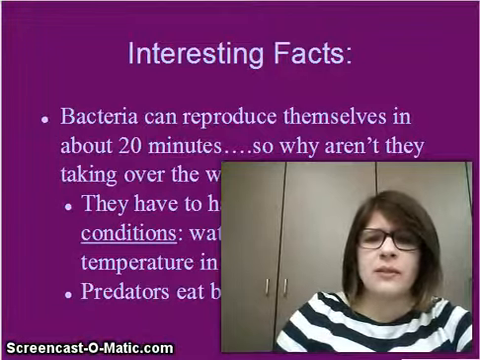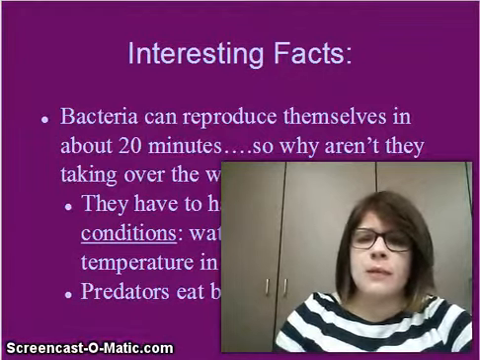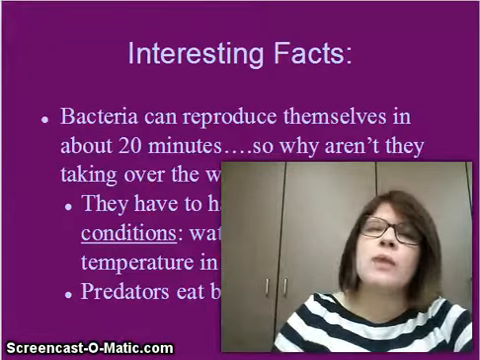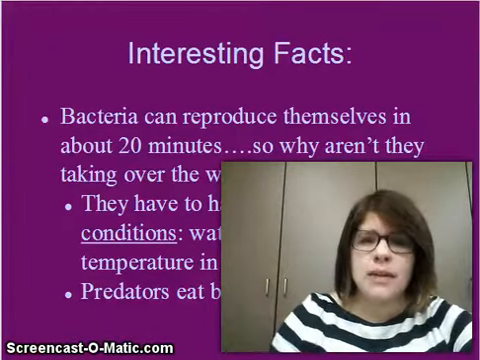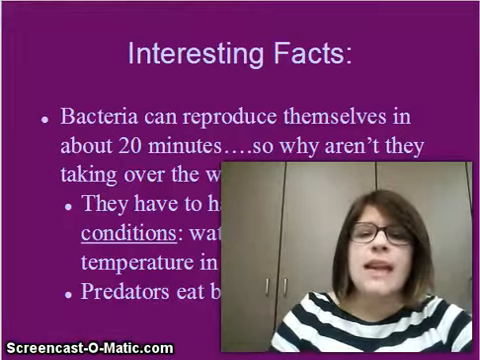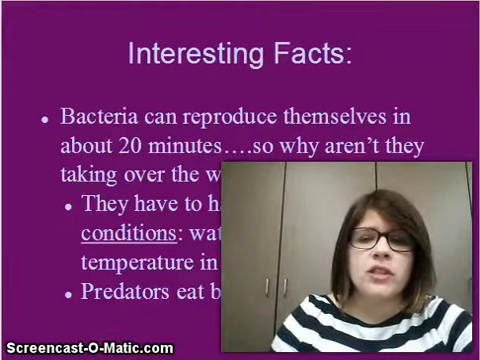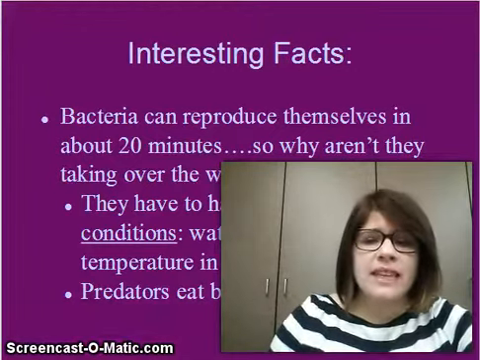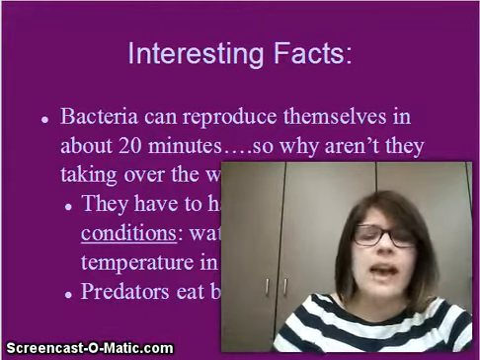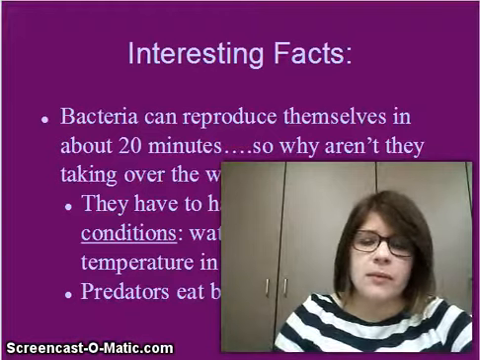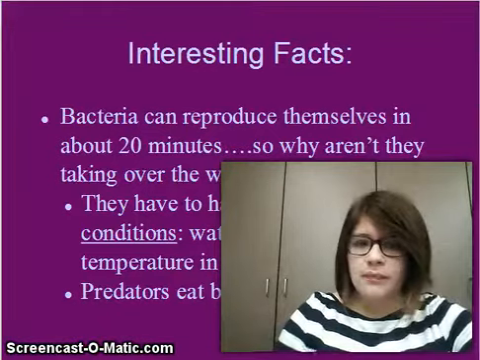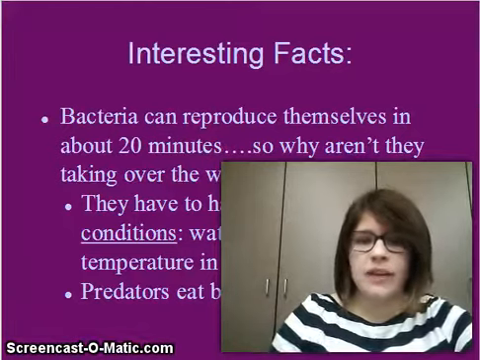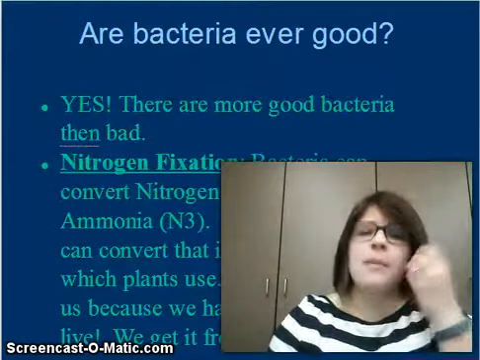So bacteria can reproduce themselves in about 20 minutes. So why aren't they taking over the world? They have to have ideal conditions. This is why when we grow bacteria, we put it on a petri dish. It provides nutrients for it. It provides the amount of moisture it needs. It provides the pH it needs. So it provides everything it needs. Also, we have different predators who eat our bacteria. You might not want to eat bacteria, but there are predators that eat them for their energy source.